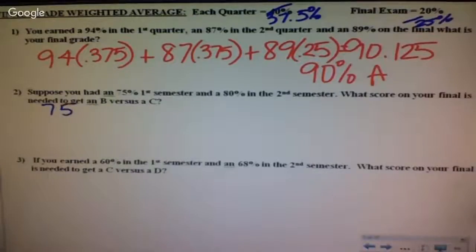75, so 75 for the first quarter. Again, that's worth 0.375. Plus 80 for the second quarter, again 0.375. How did you get your 75? Each quarter at Lexington is worth 37.5% of your grade. Yes, I changed it because I guess Forsyth County uses 40, 40, and 20. So if it was 40, we would just put 0.4.